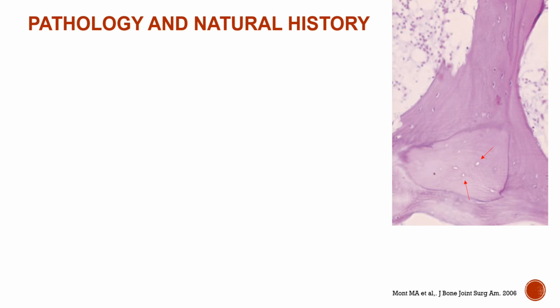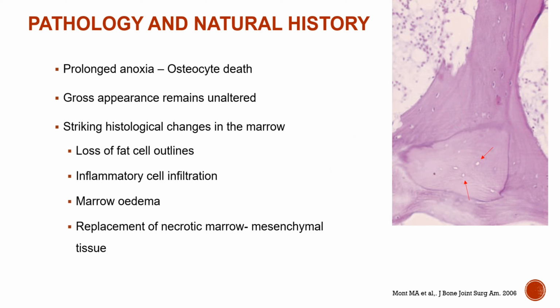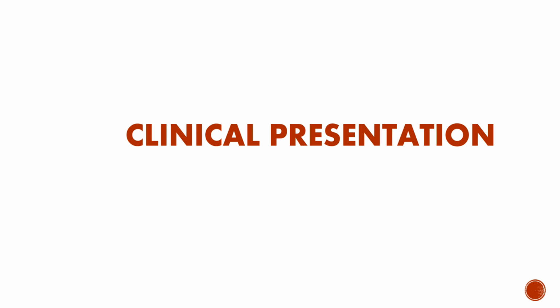The pathology, as we can see, compared to the normal bone structure, the prolonged anoxia leads to osteocyte death and gross appearance of the bone, although it remains unaltered, the microscopic appearance have striking changes. These can be loss of fat cell outlines, inflammatory cell infiltration, marrow edema, or replacement of necrotic marrow in the mesenchymal tissue. How will we have the clinical presentation of such patients?